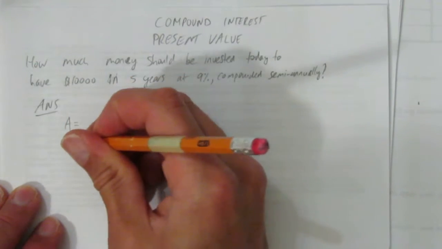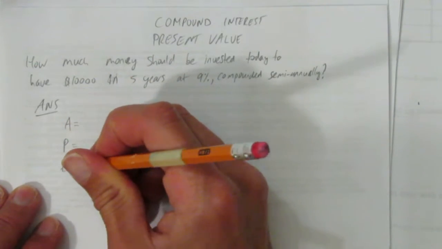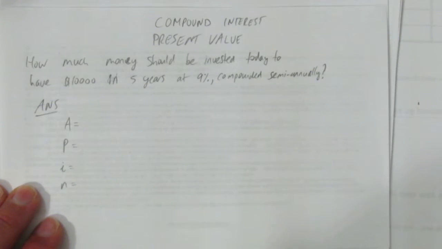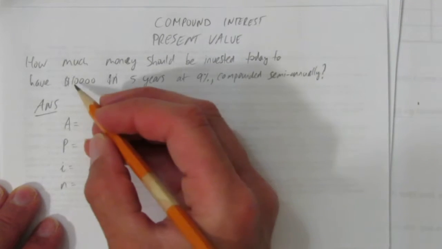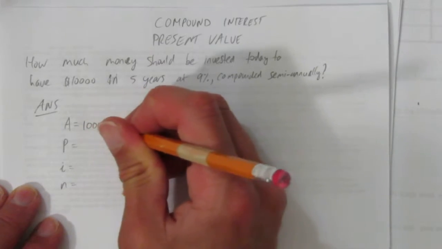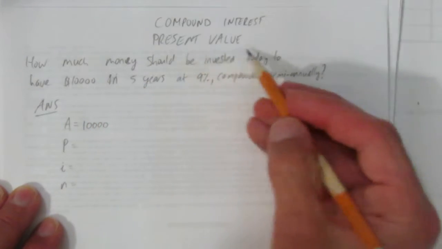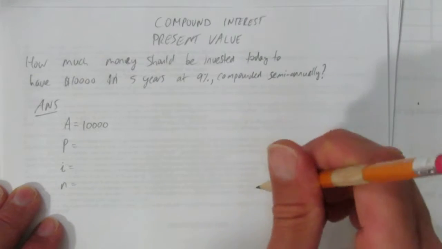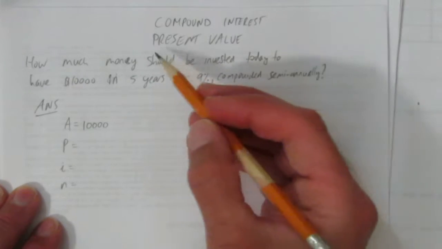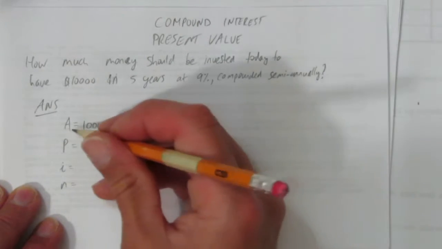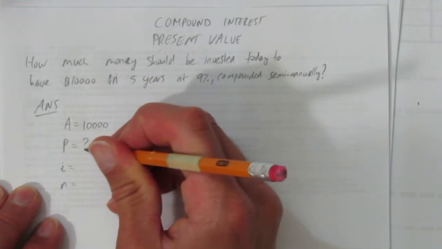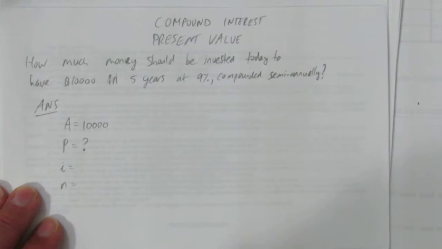Just like it, I start off by listing my 4 variables, A, P, I, N, which I sometimes call APIN, and I'm going to identify what those are. Now, unlike future value, for present value, I know what I want to have at the end. I want to have $10,000. That's how I know it's present value. Present value means what do you need right now to have something in the future? What's the present value needed to have 10,000 at the end? So I'm going to say A is 10,000, but my present value, P, is what I'm trying to solve for.